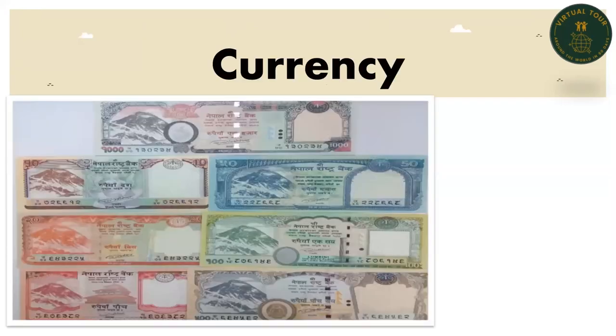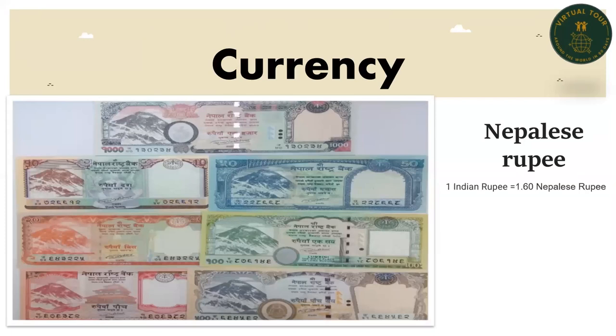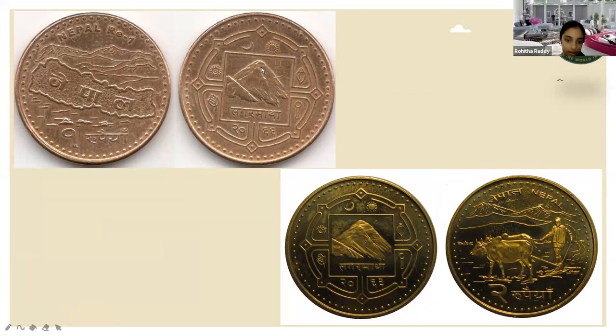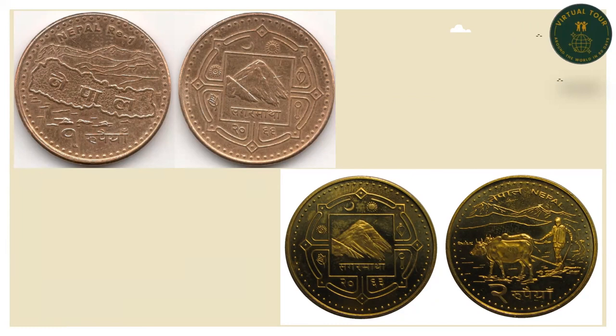Now, talking about the currency. The currency of Nepal is the Nepalese rupee. Here you can see a few notes. One Indian rupee is 1.6 Nepali rupees. Here you can see a few coins as well. You can see the mountains on the coin. These are the Himalayan ranges of Nepal. And it has a bull and someone pulling a bull also. Yes, this represents farming.